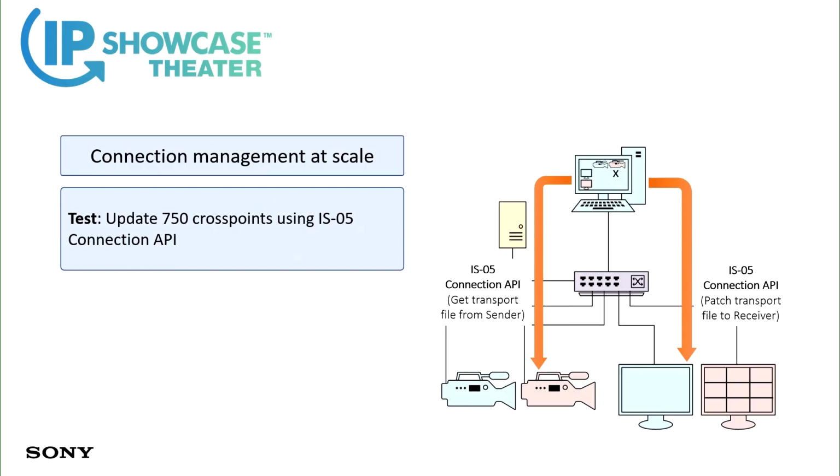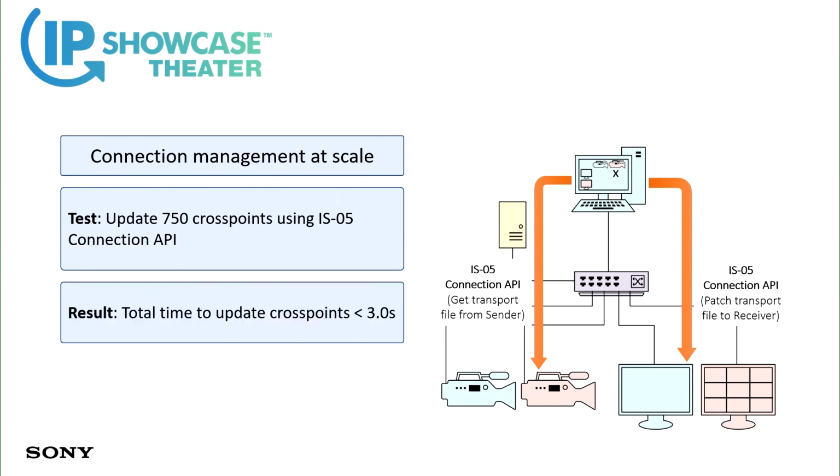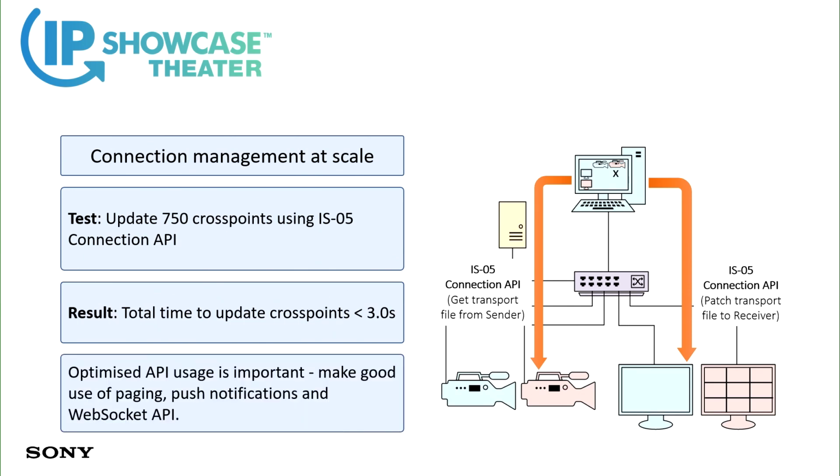So we selected 750 cross points at random, 750 senders and receivers at random, and tried to make connections between them using the IS-05 connection API, using this mechanism I spoke about earlier. In this case, those 750 cross points could be updated, and the connections made and the cross points updated on the UI of the client within less than 3 seconds. And again, this required some optimizations to get this down that low, using things like the WebSocket API that I spoke about earlier to make sure the client's updated using push notifications was important for this.